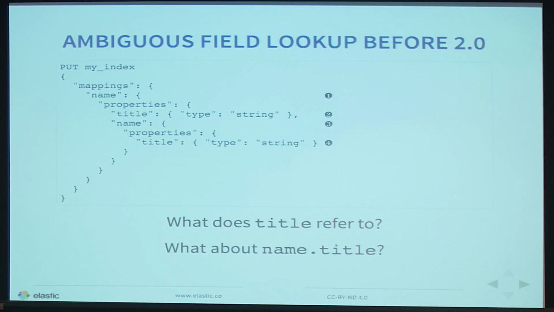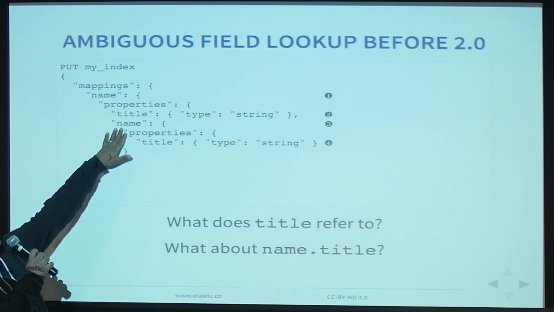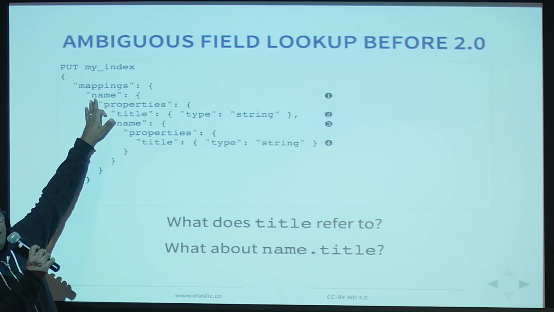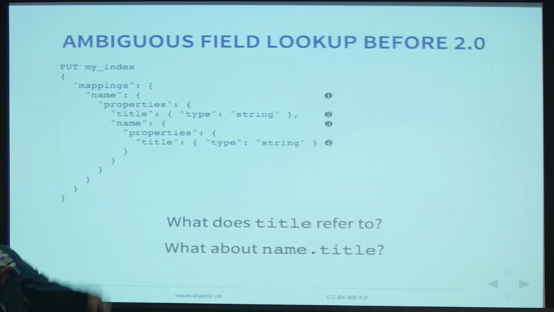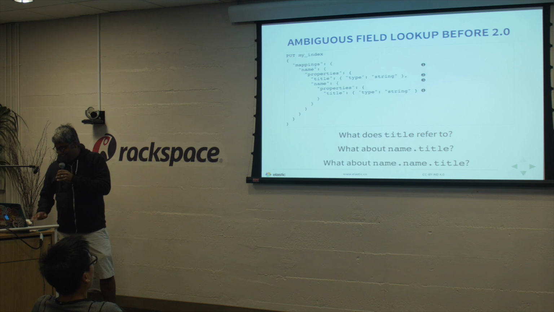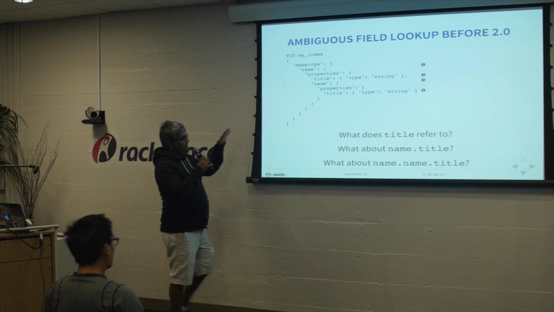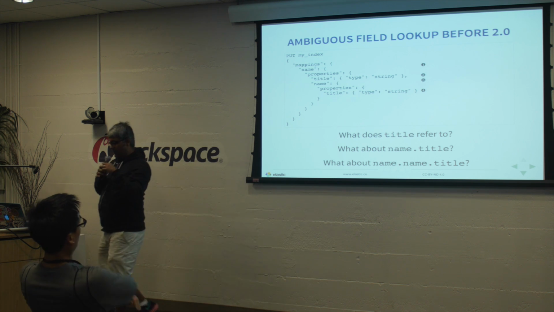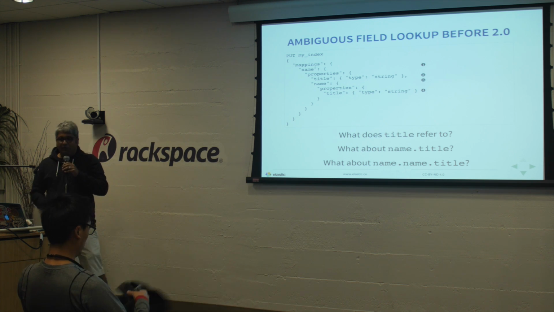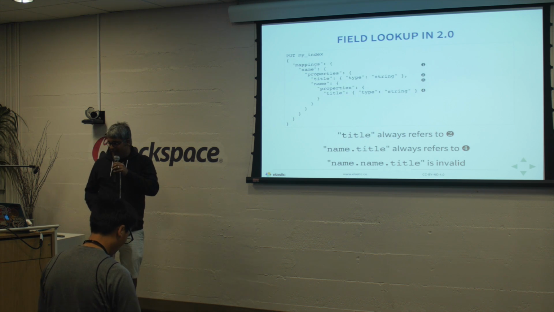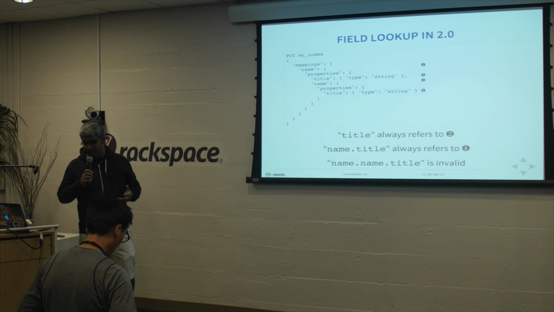Another question, what about name.title? So here name's a field and title's a subfield. Here name's the type and then title's the top level field in that. What would name.title refer to in 1.x? Yeah, same thing. Of course, name.name.title is not ambiguous. It's name.name.title, and in 1.x, it would refer to just that field. But obviously, there's a lot of ambiguity here, so we decided to get rid of that and make things unambiguous.